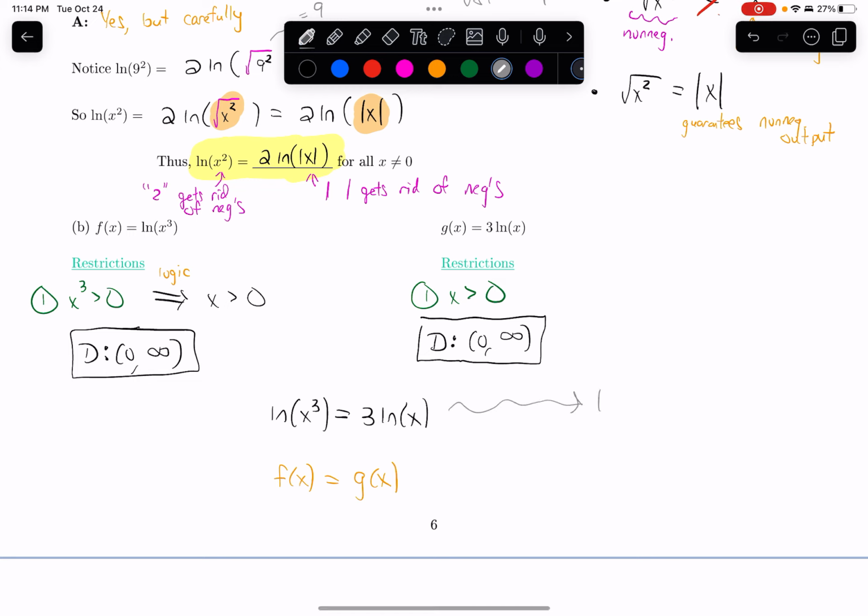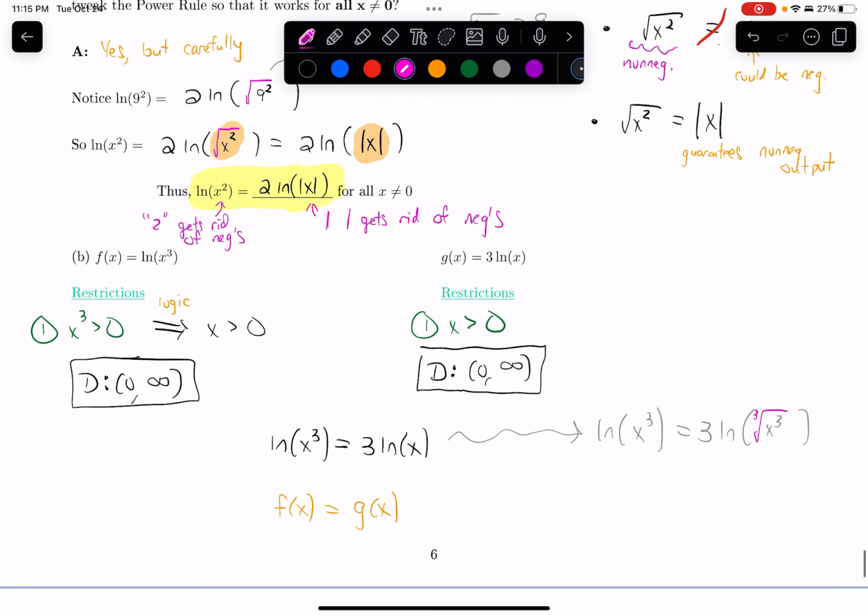If I look at ln of x cubed, and I bring that 3, that power, out in front, I'll get that 3 out in front, and then I'll get ln of x cubed. But when I bring the 3 out in front, I end up cube rooting the thing that's inside. But when I cube root x to the third, the cube root of x to the third is actually just x.